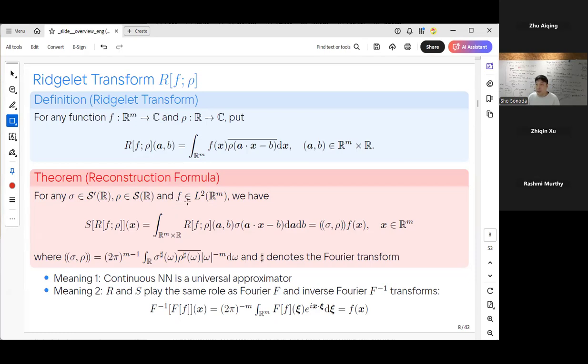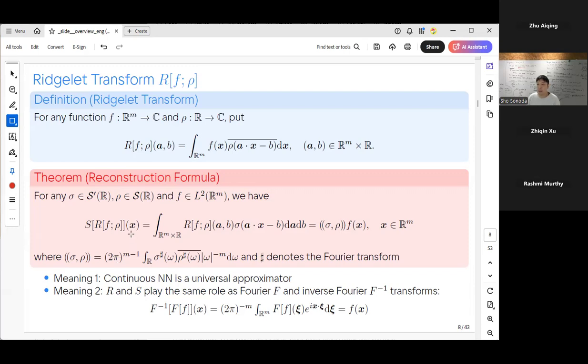Suppose that f is an arbitrary square integrable function. If we substitute the Ridgelet transform of f into the place of the unknown weighting function gamma of a continuous neural network, then the continuous neural network operator reproduces the original function f up to a constant depending only on sigma and rho. This double parenthesis is a bilinear form of sigma and rho, but it is independent of function f, so it's a constant.